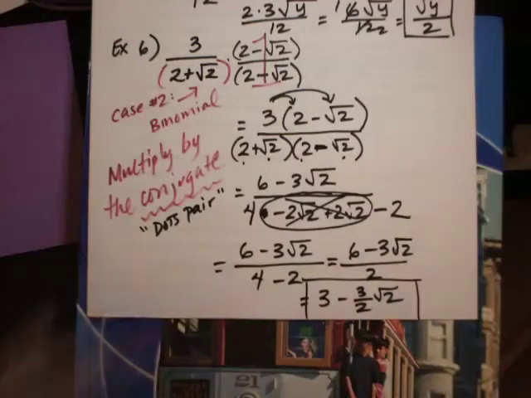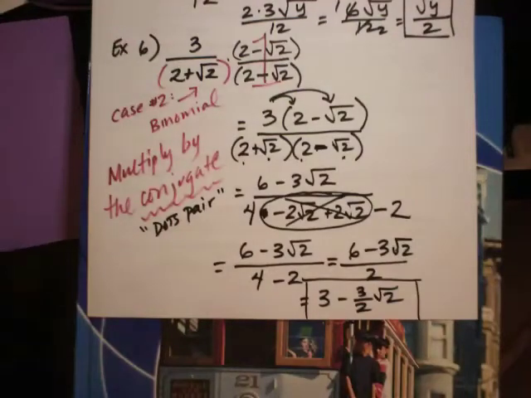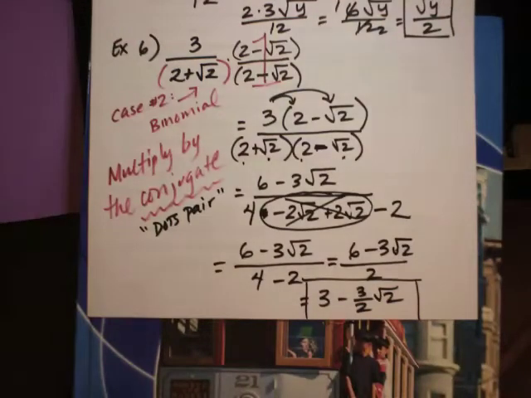So this will be your most simplified answer. You don't have any more radicands that have perfect square factors other than 1. There are no radicands that contain factors, and no radicands appear in the denominator. So we are all set to go here.